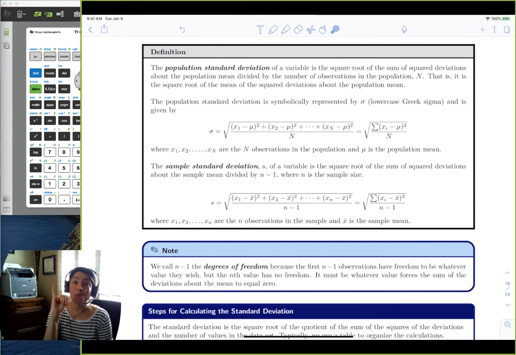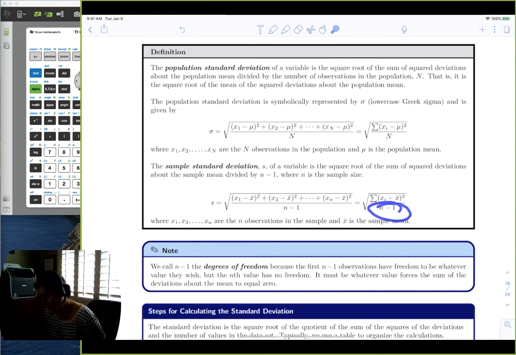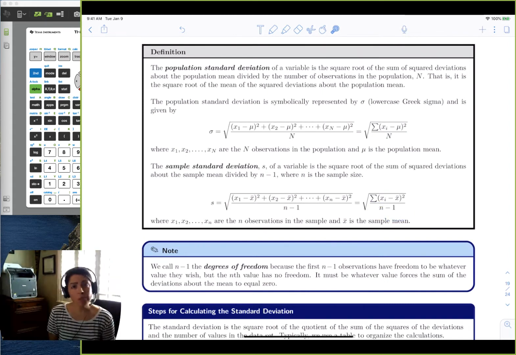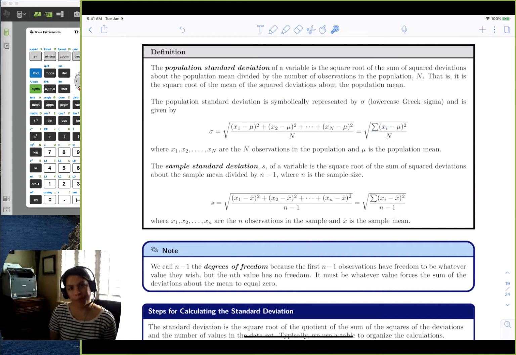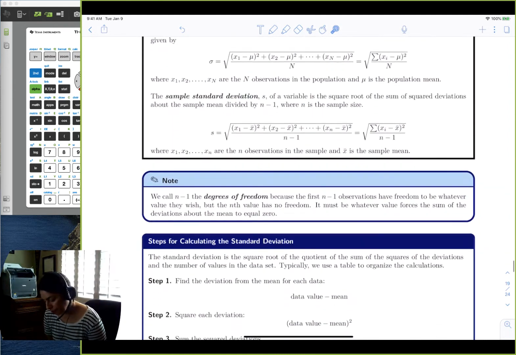That last one. And that's what we do. We take away that one subject that doesn't have the freedom to choose, and that's marked right there. And so that's just the way the sample standard deviation works. And that's the idea. You're going to learn a lot more about degrees of freedom when we get into future chapters. But this gives you the idea of where that -1 comes from and why it's different from the population. Okay.